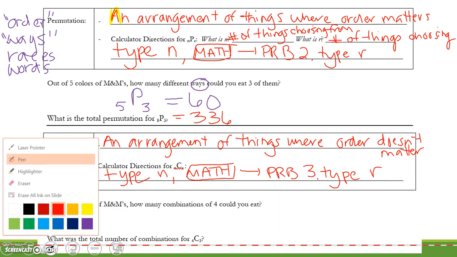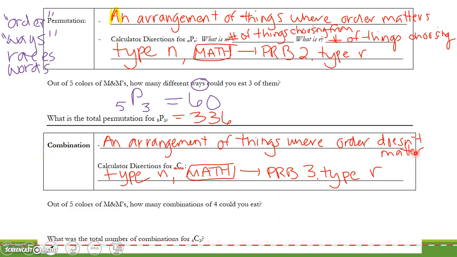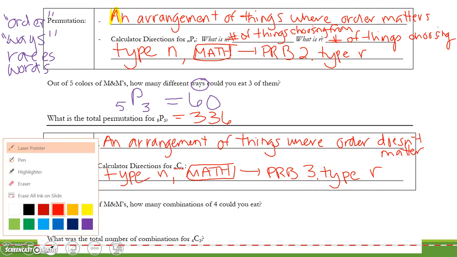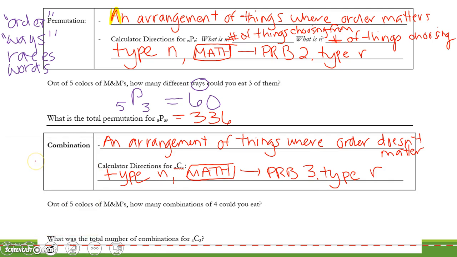Then a combination is an arrangement of things where order doesn't matter. The calculator directions are similar. You type the n, you press the math button, arrow over to PRB, press number 3 this time, and type the r. The next one says, out of 5 colors of M&Ms, how many combinations of 4 could you eat? The word combination is a good way to see that it is a combination.